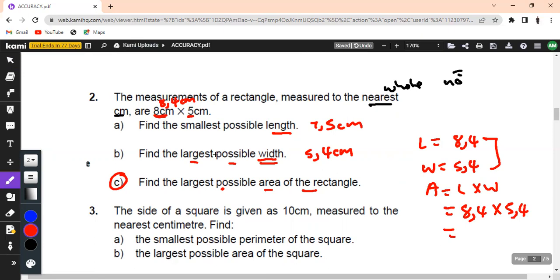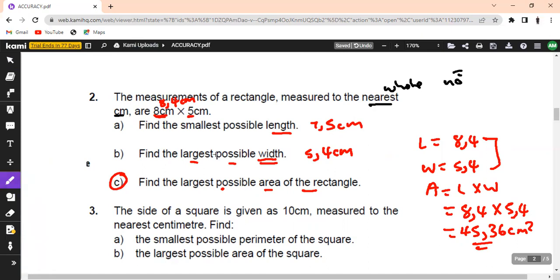That is something like 45,36, something like that nature. 45,36 square centimeters, depending on the degree of accuracy, I mean the units that you're given. So that is it, guys. So as you can see, it's the same thing here, the square.